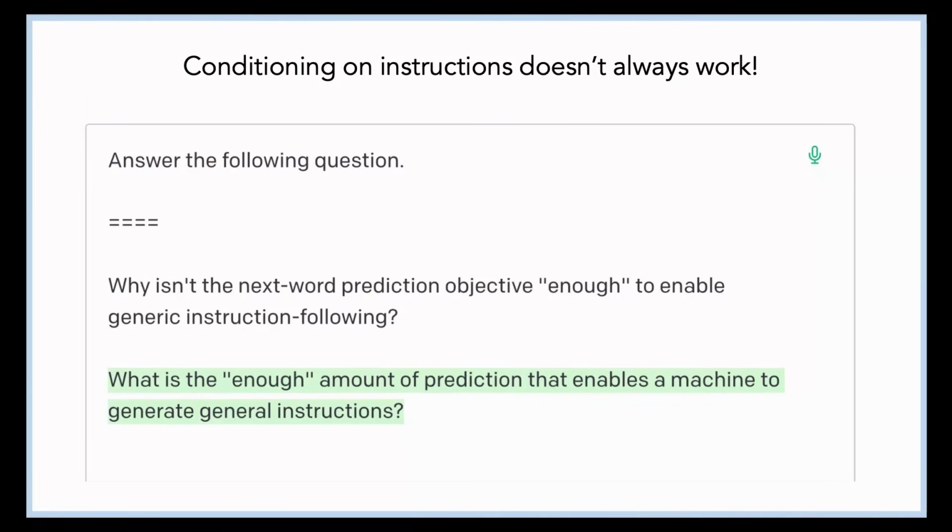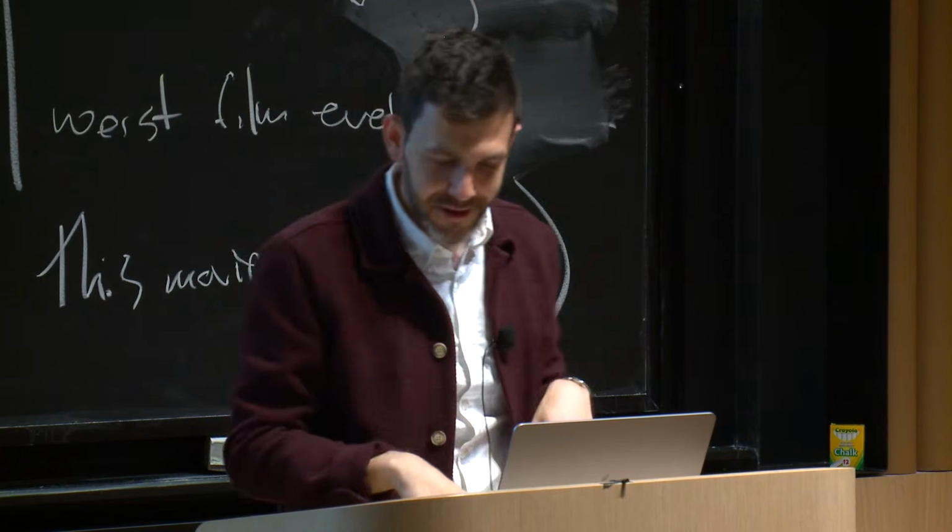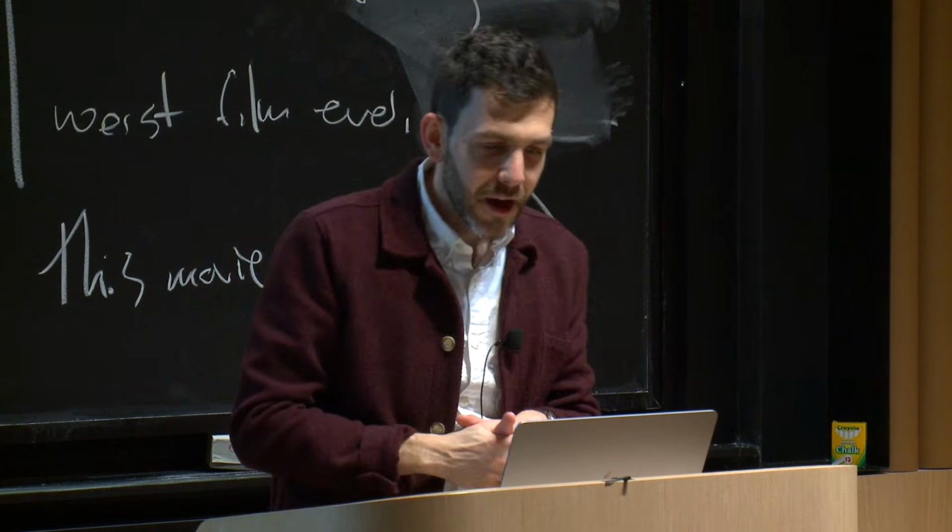So here we've prompted the model with "answer the following question: why isn't the next word prediction objective enough to enable generic instruction following?" And the model, rather than producing an answer here, starts to generate more questions of the same kind, maybe assuming that all of those questions will be handed off to a reader to answer or something.